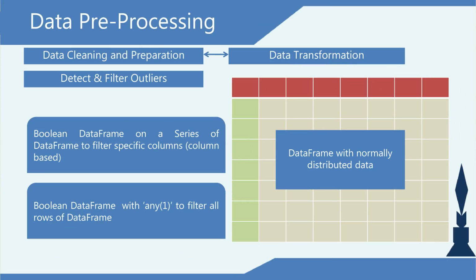Filtering or transforming outliers is largely a matter of applying array operations. We can use a Boolean type data frame to filter the data frame object with some specific conditions.